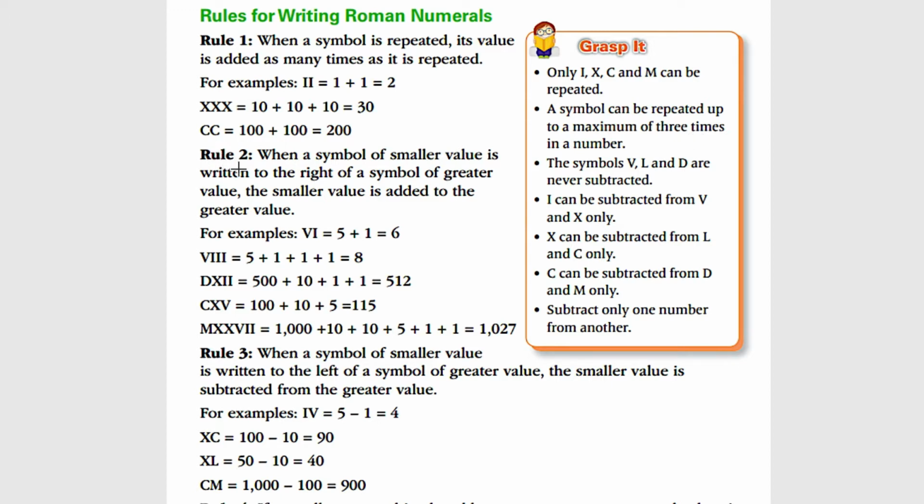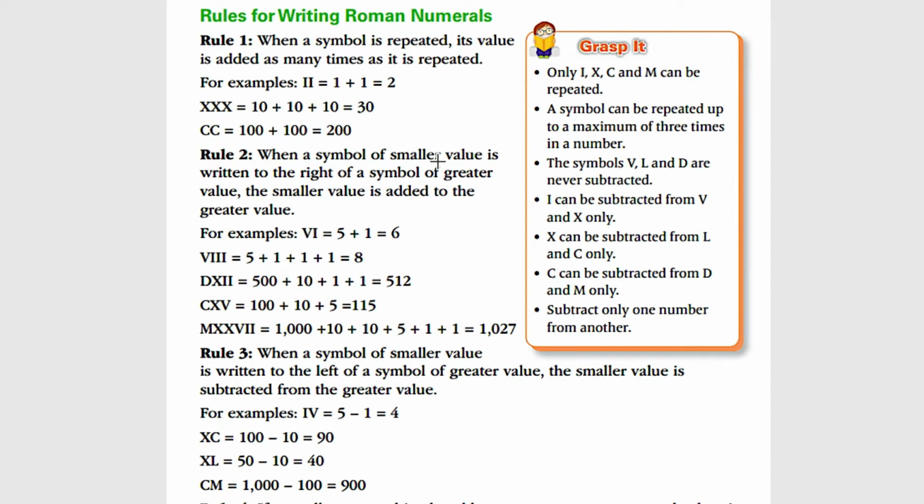Then rule number 2, when a symbol of smaller value is written to the right of a symbol of greater value, the smaller value is added to the greater value. So over here, for example, we have V followed by I. So over here we have a larger numeral, and then to its right we have a smaller numeral.